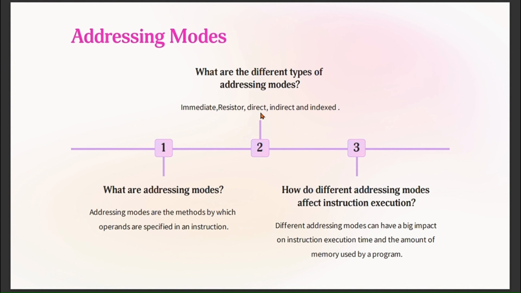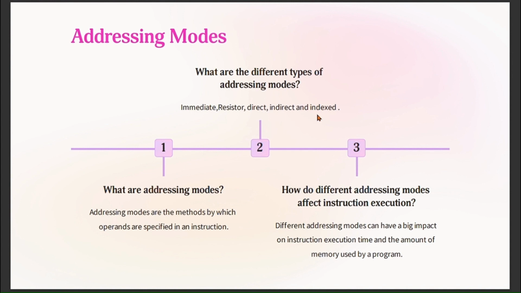In direct addressing, the operand is stored at a memory location specified by a memory address. For example, the instruction add 1234 adds the value stored at memory location 1234 to the accumulator. In indirect addressing, the memory address of the operand is stored in a register. For example, the instruction add @R1 adds the value stored at the memory location specified by the value stored in the register R1.